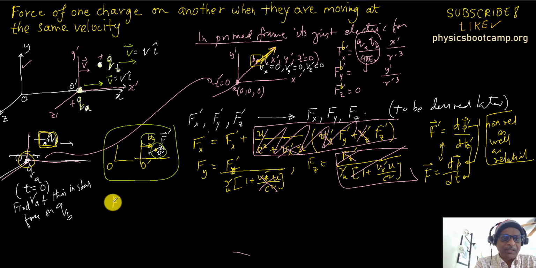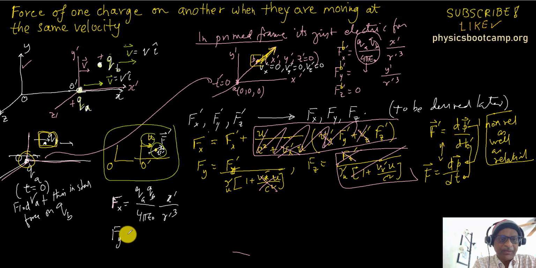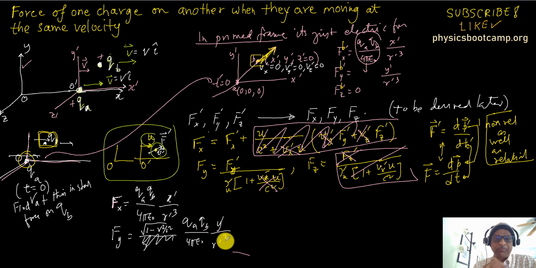Let me use this. So Fx is Fx prime, which is QA QB over 4 pi epsilon naught x prime over r prime cubed, and Fy is gamma, and this u is actually the v, so we can write down gamma square root of 1 minus v squared over c squared, QA QB over 4 pi epsilon naught y prime over r prime cubed. And Fz is just equal to zero.